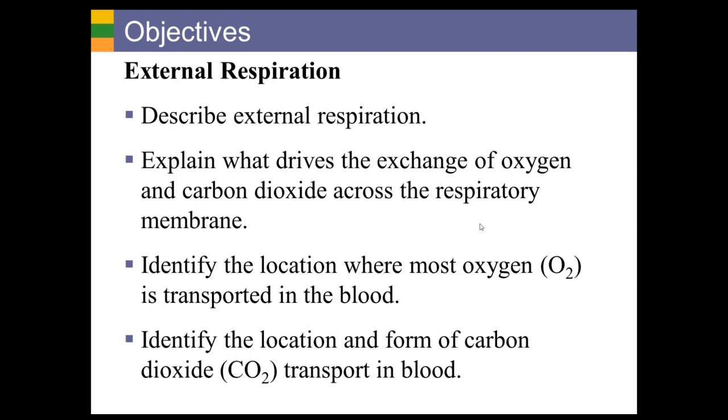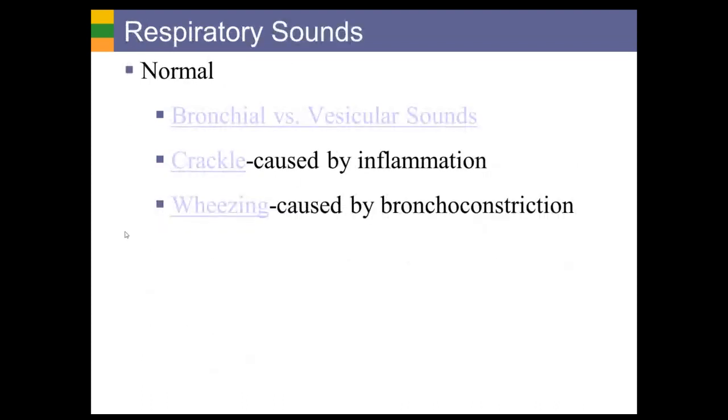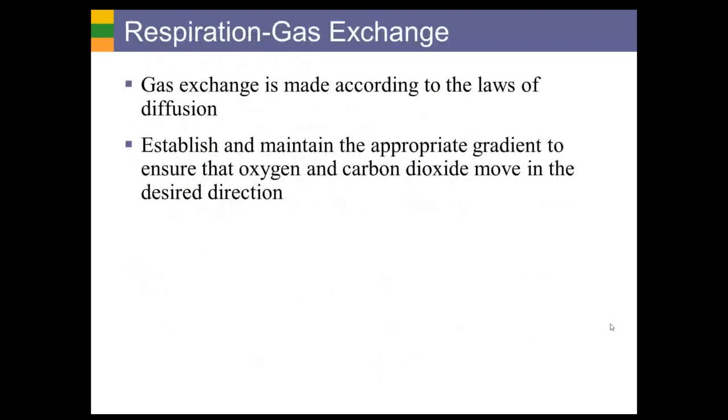So we're going to describe external respiration, explain what drives the exchange of oxygen and carbon dioxide across the respiratory membrane, identify the location where most oxygen is transported in the blood, and identify the location and form of carbon dioxide transport in the blood.